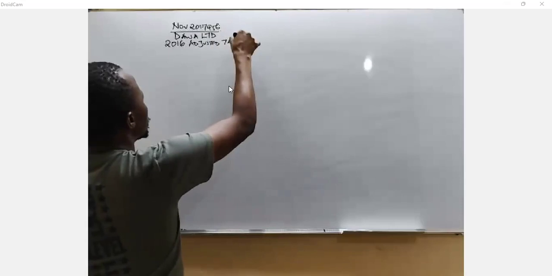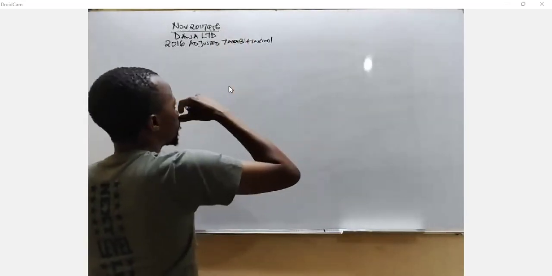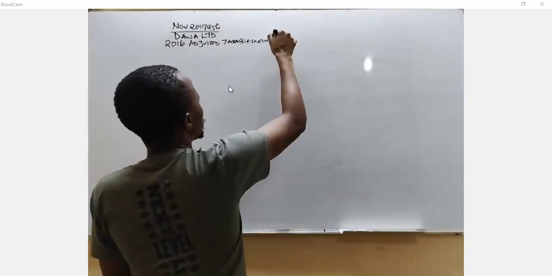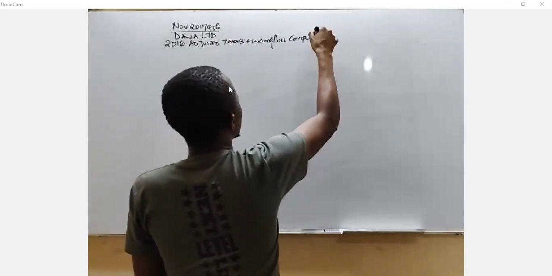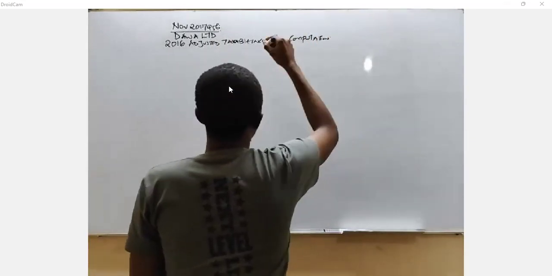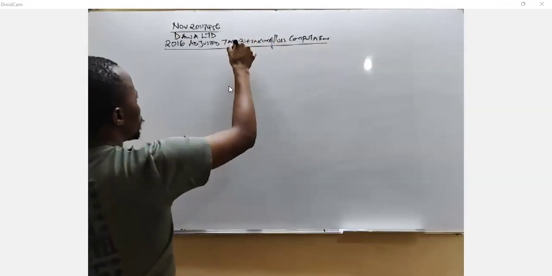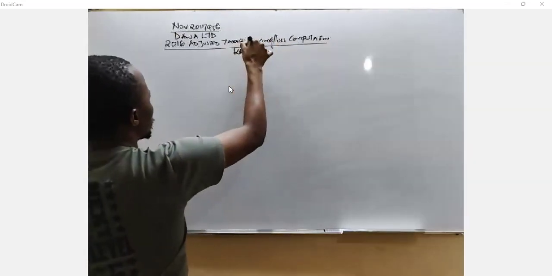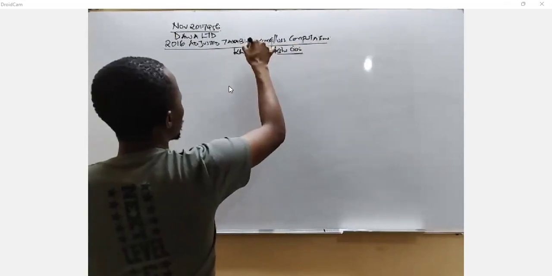So we talk about 2016 adjusted taxable income, or loss computation. Set it out nicely on your paper like that. Then you come up with the two columns here: Kenya shillings. You reduce your shillings to thousands.